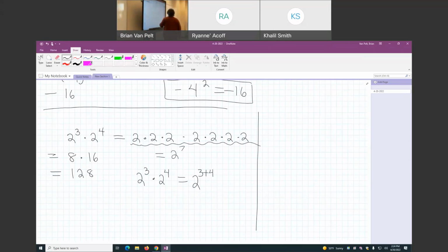So the rule that I'm trying to get here is, if I have a number, let's call it b, and I raise it to an exponent, and I take the same base and raise it to another exponent, then the rule that I'm using is that I can add the exponents together. This is called the product rule.